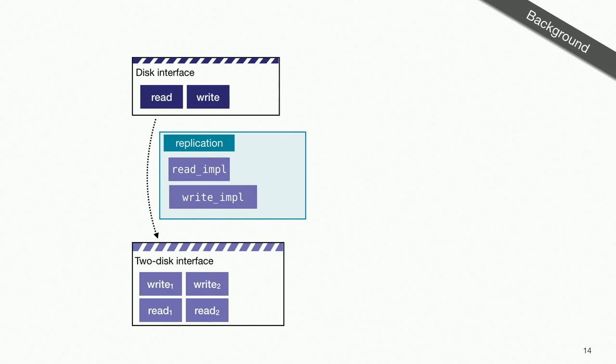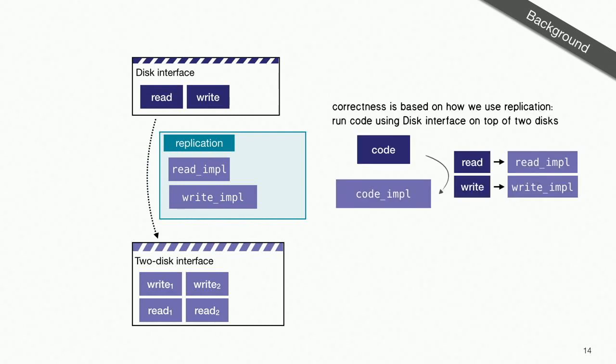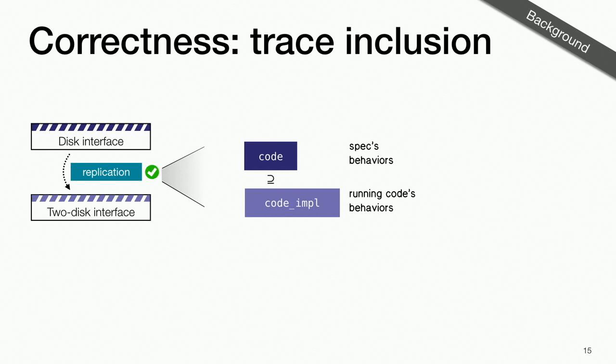So what does it mean for this replication system to be correct? We define correctness based on how you would use the replication system. Specifically, you'd take some piece of code and you'd write it against the disk interface. And what you want to know is that when you run this code on top of 2 disks using the replication system, it behaves the right way. It behaves the way you expect. The way we formalize that is the standard idea of trace inclusion, where the specification's behaviors at the disk layer should include all of the running code's behaviors at the 2 disk layer. So that's just normal execution.